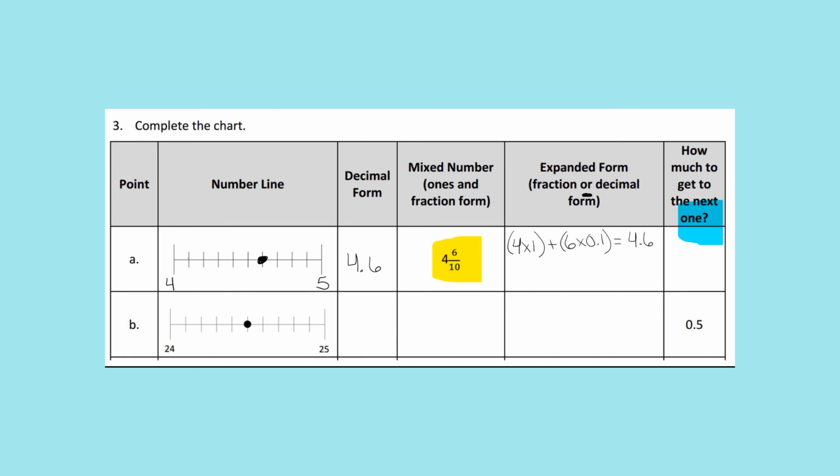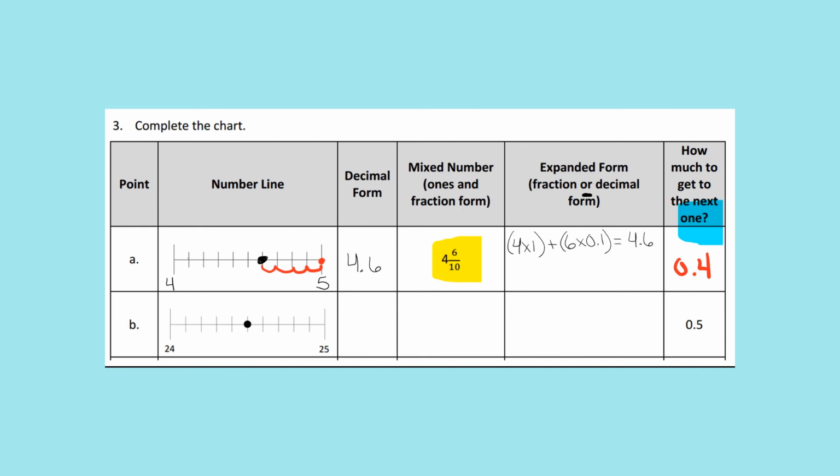Now, how much do I need to get to the next one? I can actually use my number line to help me. If I start where I put my point and keep going, the 5 would be my next whole number. So I could just count 1, 2, 3, 4 tenths. I would need another 4 tenths to get to the whole number.